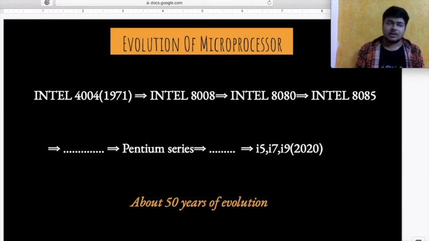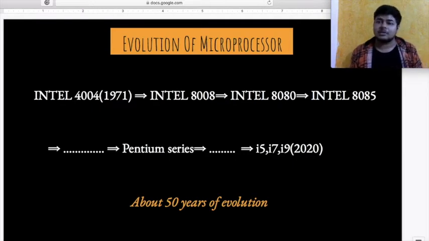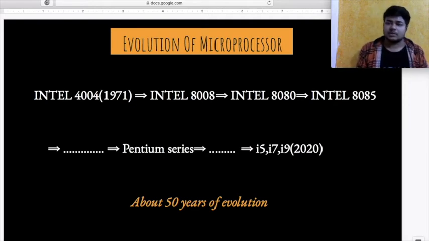Basically, we do not need i5, i7 or i9 processors everywhere. For example, a traffic light control or our washing machines do not need them. i5, i7, i9 processors are very complex and multifunctional, but traffic lights and other applications just involve some simple functions like changing the colors after some time. So we can use Intel 8085 and 8080 for these purposes. They will be much cheaper also.